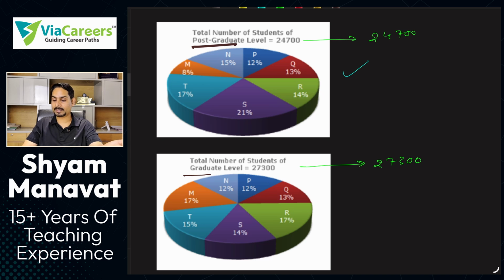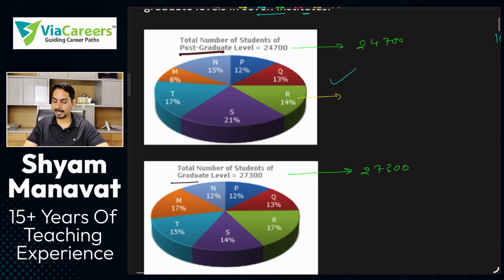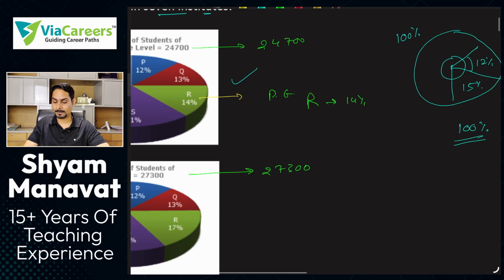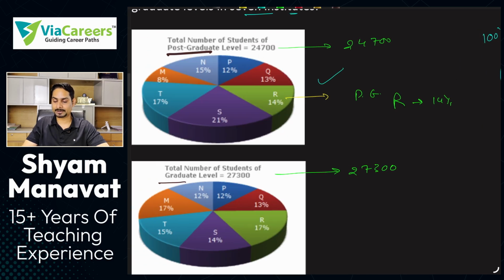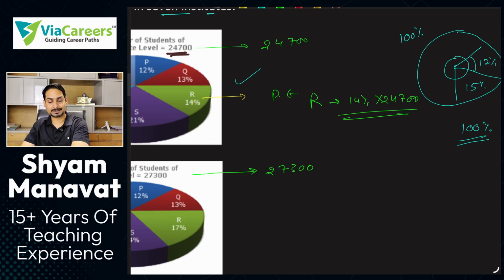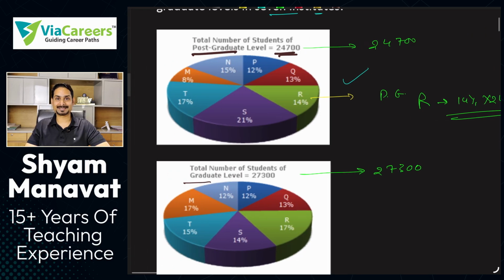So if I want to find out for any particular institute, say for R, how many students are studying in postgraduate in institute R, what are we going to do? We will say postgraduate institute R has 14% of the total. Now, the total number of students is also given in the question, that is for postgraduate, it is 24,700. So for R postgraduate, we will do 14% of 24,700. Are you getting this? That's how we are interpreting the data here. I hope it's not very difficult.